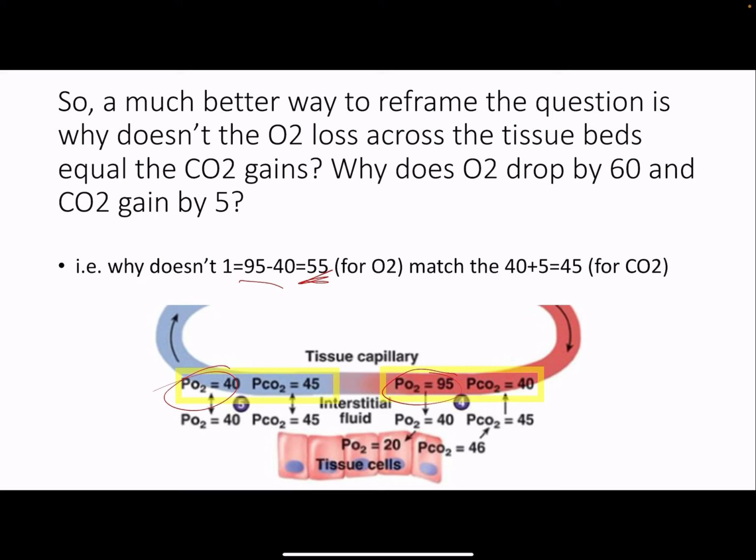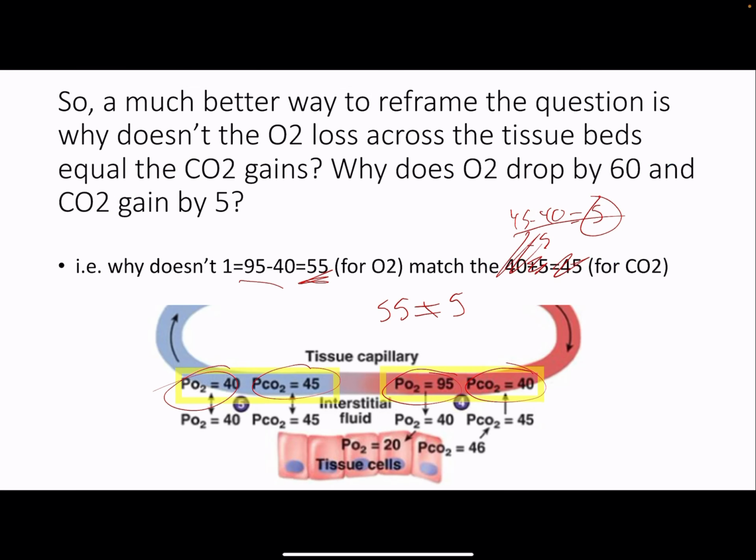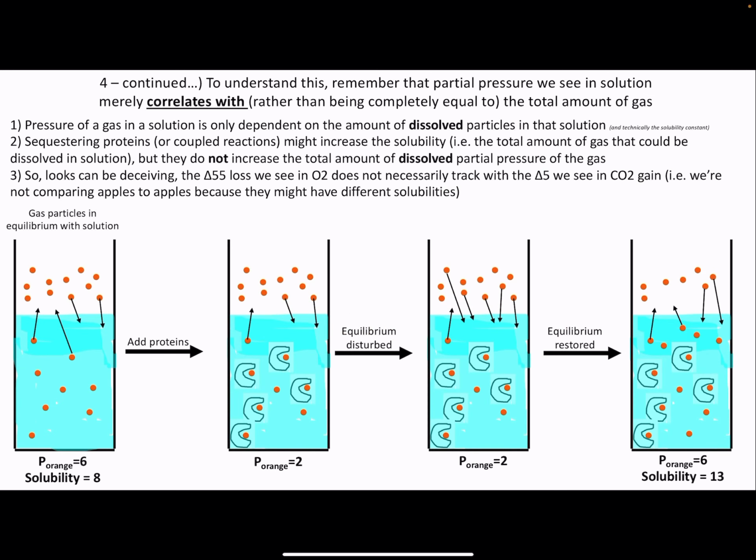Well, what about the CO2? The CO2 goes from 40 to 45. So it's a gain of 5. It should be 45 minus 40 equals 5. So in other words, why doesn't the 55 drop in oxygen equal the gain of 5 in CO2? And we just talked about the respiratory quotient, but that's not enough to account for this tremendous disparity. So how do we explain this?